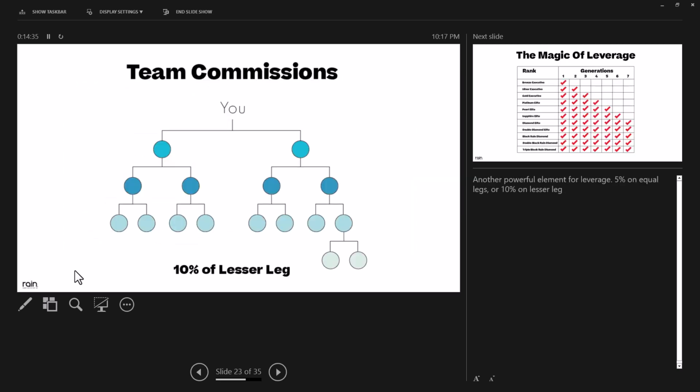Team commissions are paid on the consumption of products in your organization. We build 2 teams, and we call that our left team and our right team. You get 5% of the total volume if it's the same on both sides, or you get 10% of the lesser leg volume if it's different. And this is a very lucrative commission based on the sales that take place on your team, and not just from the people you personally sponsored, but from the people they sponsored, who they sponsored, etc., etc., etc., to infinity.